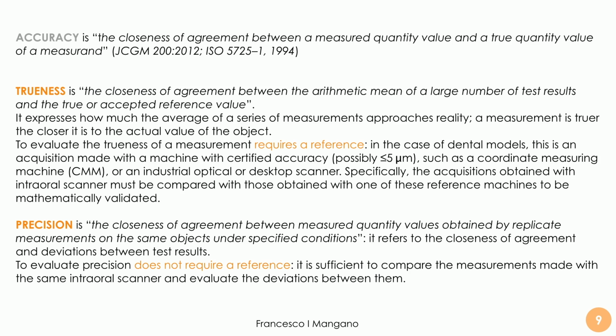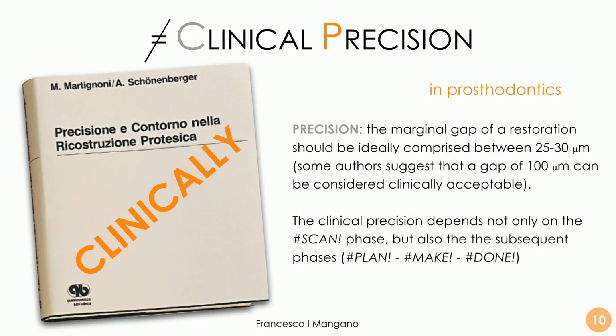Precision is instead the closeness of agreement between measured quantity values obtained by replicate measurements on the same objects under specified conditions. So it's more a closeness of agreement and deviation between test results. We don't need a reference to evaluate the precision, because it is sufficient to compare different measurements, different scans made on the same object under the same conditions at different times, in order to evaluate the deviations among them.